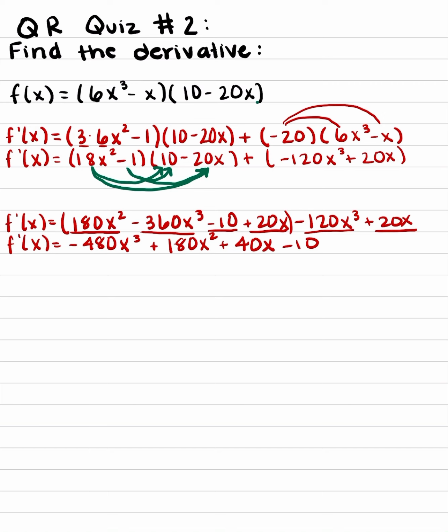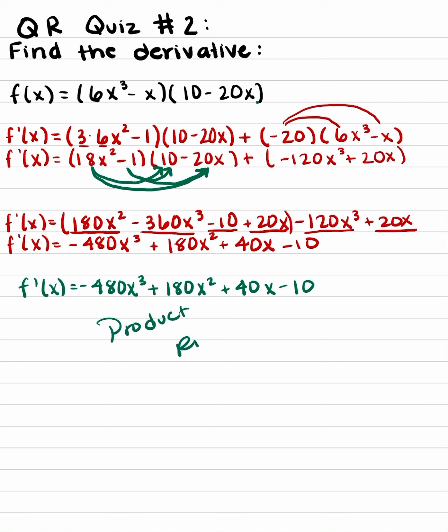So as we can see here, our derivative is negative 480x cubed plus 180x squared plus 40x minus 10. And this is using the product rule.